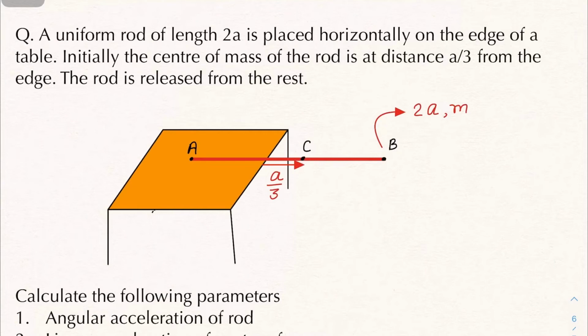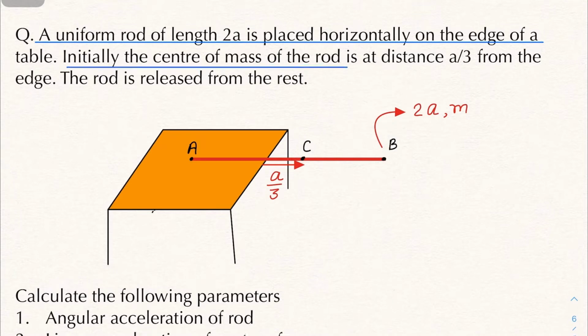For a basic understanding of Newton's second law of motion for rotational motion as well as kinematics of rotation, this is the best example I can suggest. As per this example, we have a uniform rod of length 2a placed horizontally on the edge of a table. Initially, the center of mass of the rod is at a distance a/3 from the edge. The rod is released from rest.